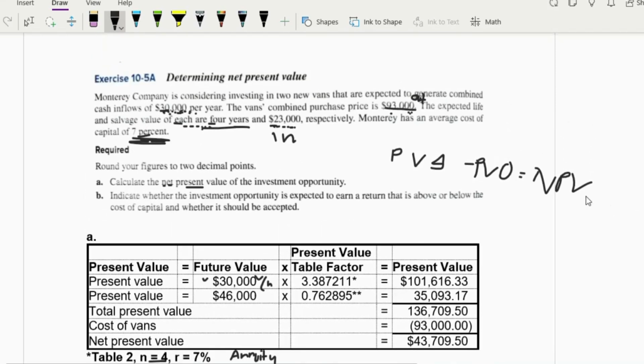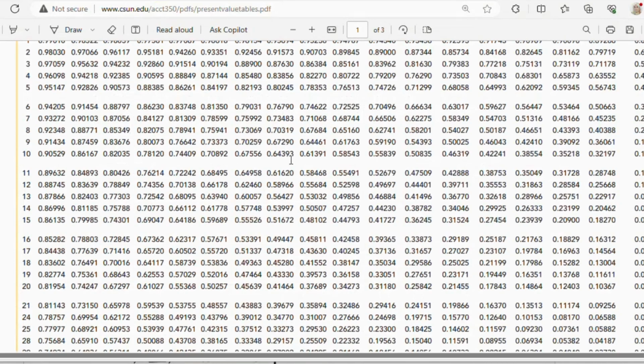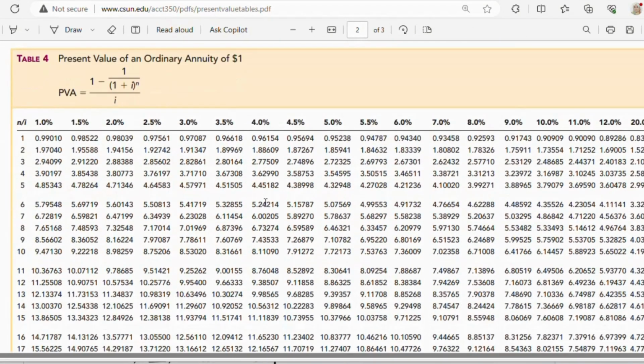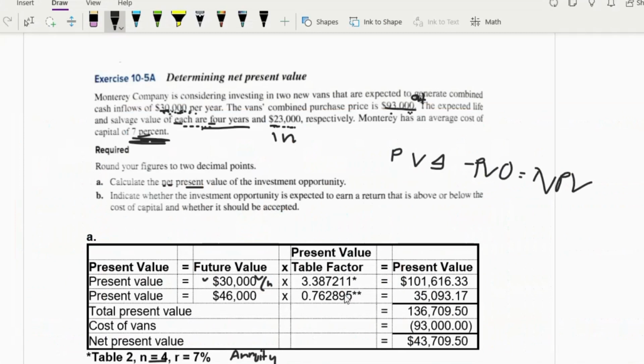So I will be using the annuity table for 4 years, and the rate is 7%. So let's quickly do this. This is the annuity table. This is 4 years and the rate is 7%. So let's go there. This one, 3.38721. See here, 3.38721, because they are taking one factor more. Okay, and then this is also inflow, because I said inflows minus outflow.